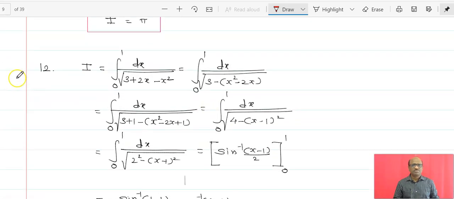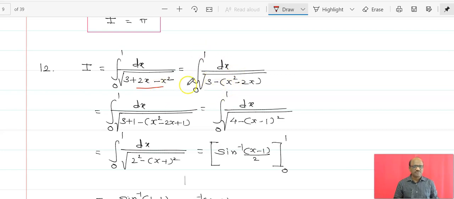Now the next problem, I is equal to integral 0 to 1 dx upon under root of 3 plus 2x minus x square. Now from these two terms take the minus sign as common. म्हणजे हा मायनस एक्स स्क्वेअर प्लस एक्स स्क्वेअर झाला पाहिजे. त्यासाठी या दोन्ही टर्म्स मध्ये आपण मायनस साइन कॉमन काढतो.